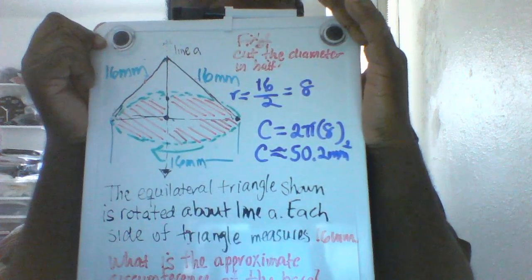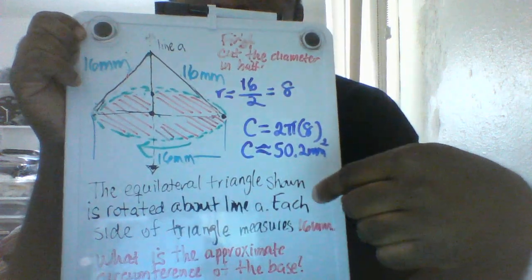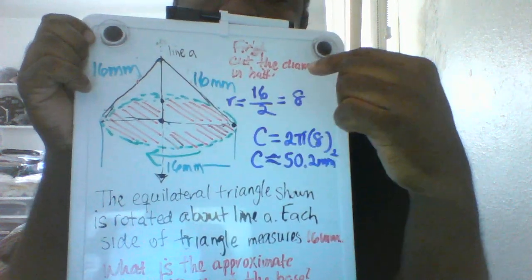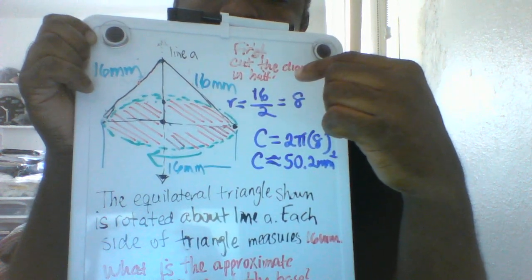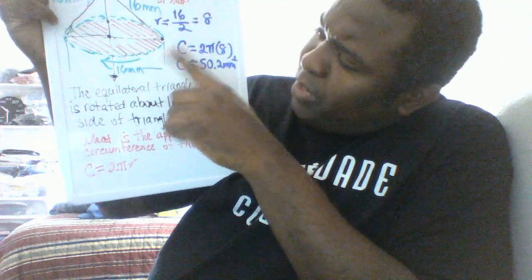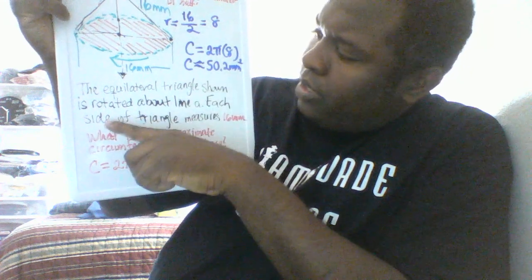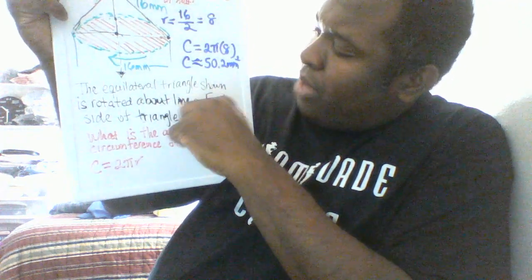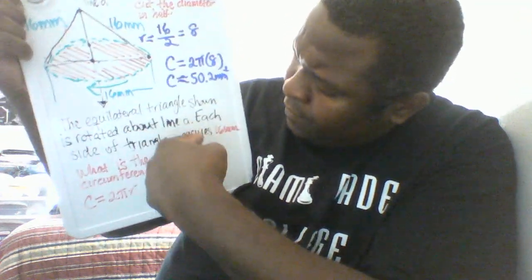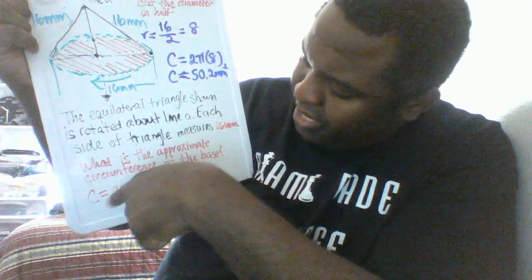This is it today. We have an equilateral triangle shown. Okay. Now, right here, if the equilateral triangle is shown above, the key word is equilateral, which means all the sides are equal. And if that thing is rotated about the line A, so we have this line that it's rotated upon, they say, what is the approximate circumference of the base?